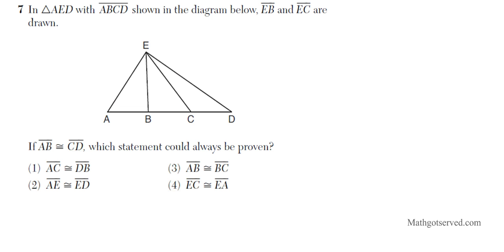We're told that EB and EC are drawn, and AB is congruent to CD. So this side is congruent to this side. Which statement could always be proven? Okay. All right, so let's say that this AB is 5. If AB is 5, CD is 5, right? And let's say BC is 2, for instance.